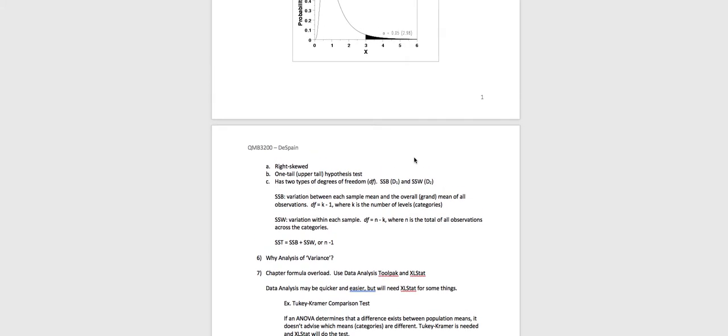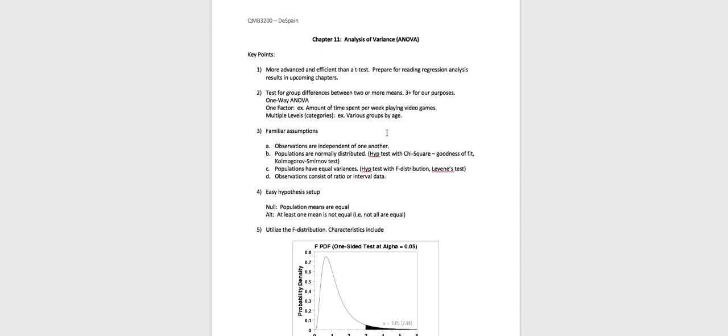What I'm referring to is, for the sample mean, if we use our video game example up here, if we have 4 different age groups, we're going to have 4 different sample means, one for each age group. That would be what I'm referring to as the sample mean.